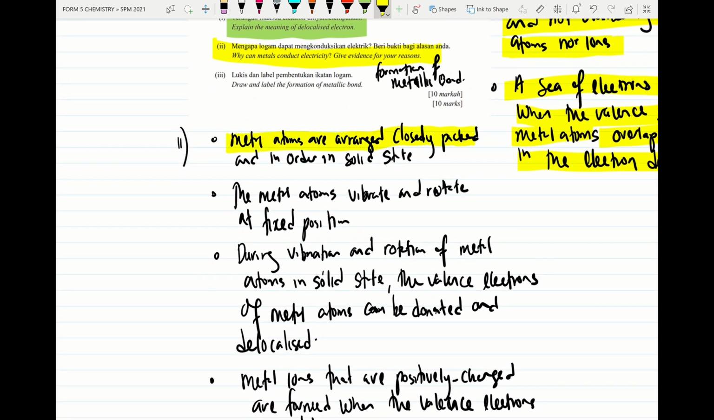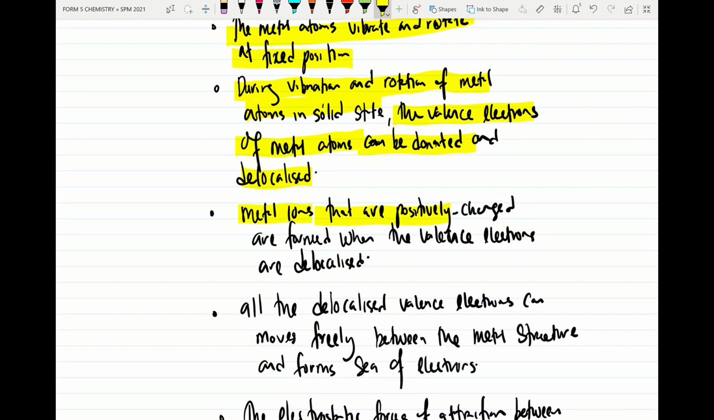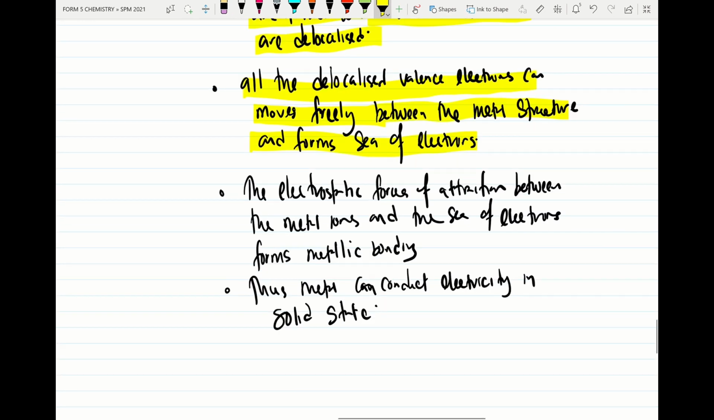Metal atoms are arranged closely packed in order in solid state. The metal atoms vibrate and rotate at a fixed position. During vibration and rotation of metal atoms in solid state, the valence electrons of metal atoms can be donated and delocalized. The metal ions that are positively charged are formed when the valence electrons are delocalized. All the delocalized valence electrons can move freely between the metal structure and form a sea of electrons. The electrostatic forces of attraction between the metal ions and the sea of electrons form metallic bonding. Thus, the metal can conduct electricity in solid state.